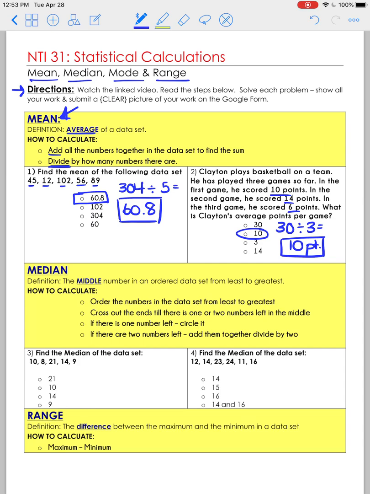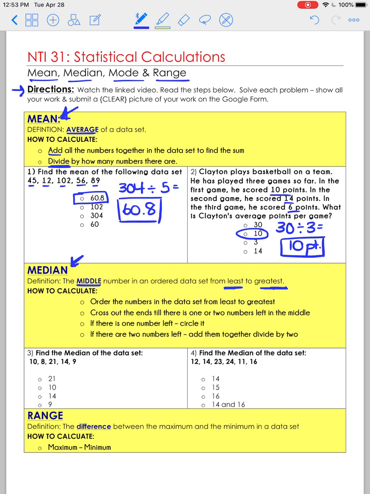Okay, now we're going to take a look at median. Our median is the middle number in an ordered data set, and this is important. It's got to be ordered from least to greatest. So like when you're driving down the road and they have that little grassy area in between the lanes, that's called a median. It's in the middle. Again, it's in the middle of an ordered data set from least to greatest.